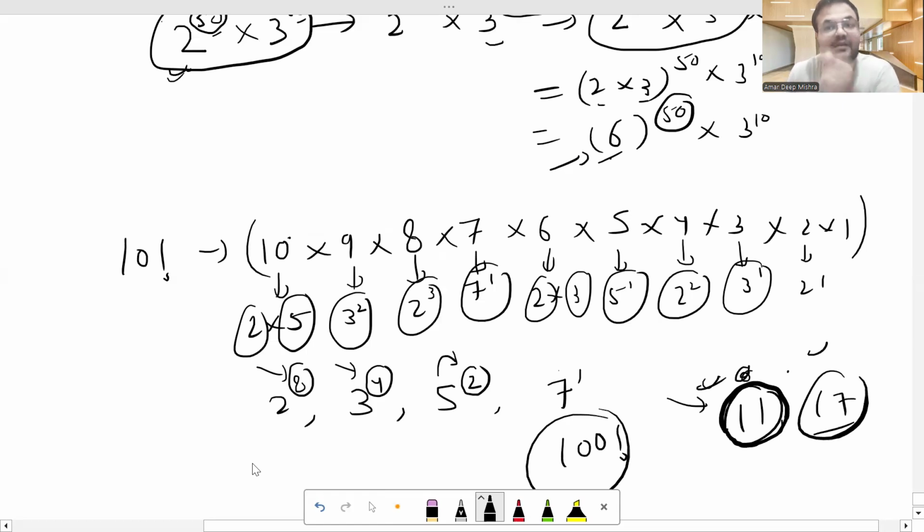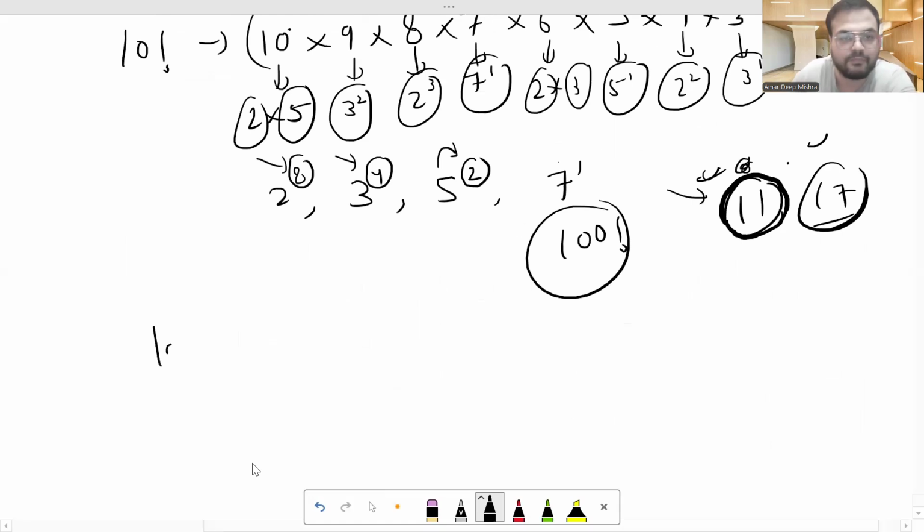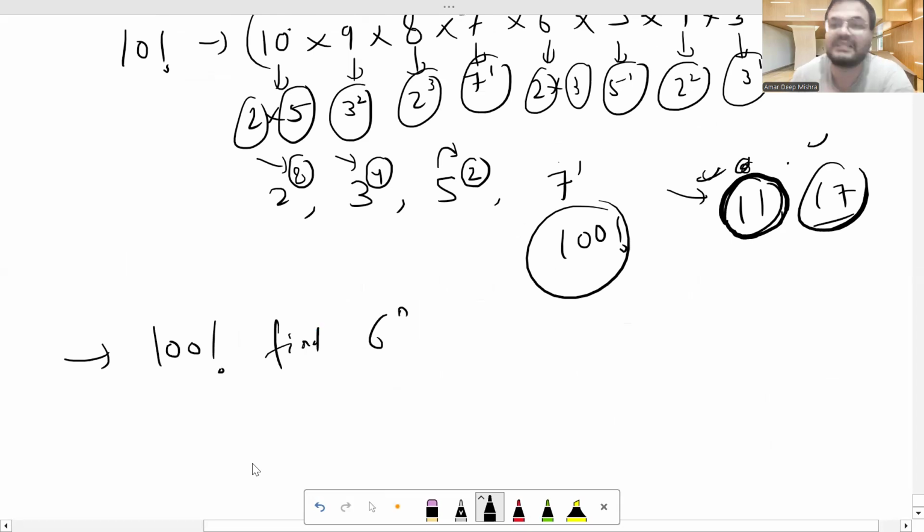So this gives you a clear-cut hint that if you get a composite number and you break down that composite number into prime numbers, then whichever prime number is larger, its power will be the power of that composite number. For example, in 100 factorial, you have to find 6 power n. Means how many 6's are there?